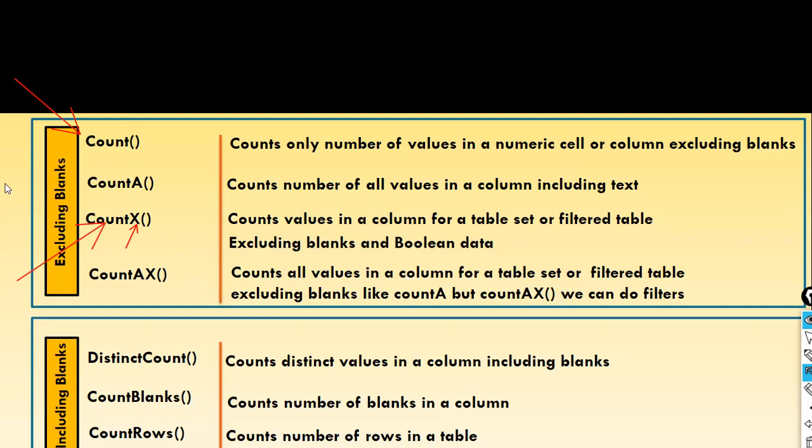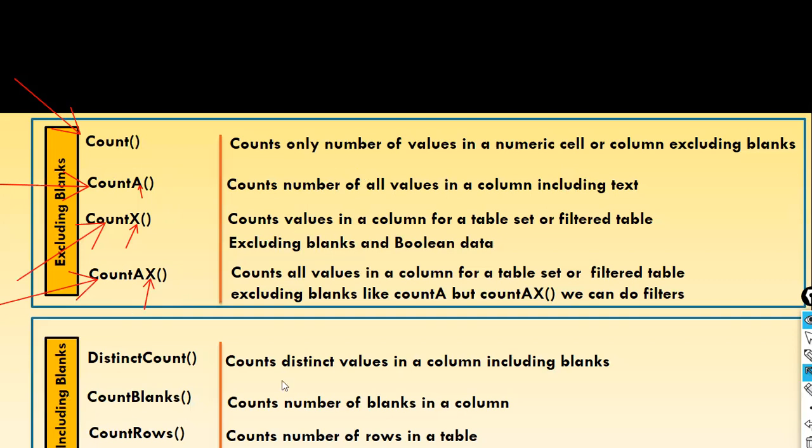And the next one is COUNTA and COUNTAX. Similar to COUNT and COUNTX, here in the case of the COUNTA function, the A means all data types. It works with all data types, but it ignores the blank values. The same thing is applicable here also. But the difference is that COUNTAX is an iterating function because it ends with X. It will iterate row by row to evaluate the expression.